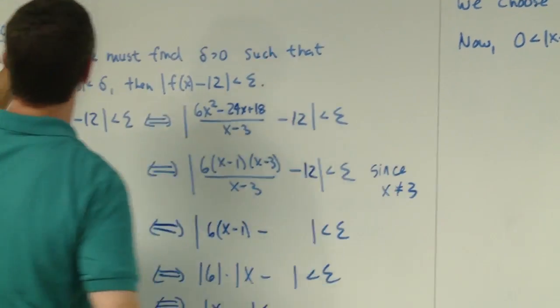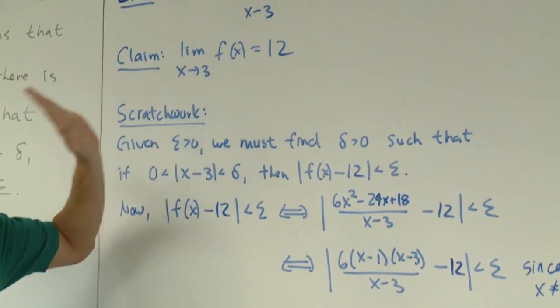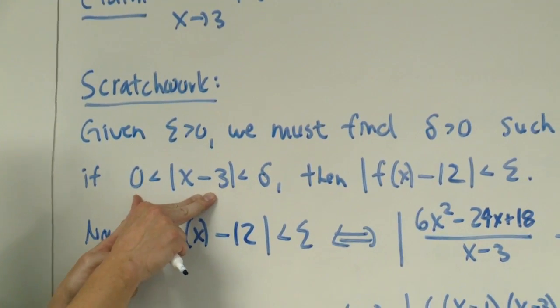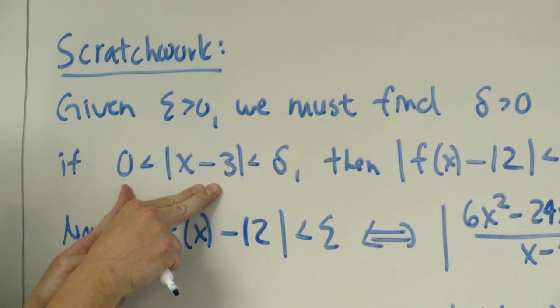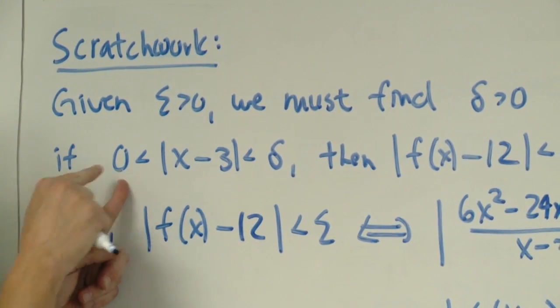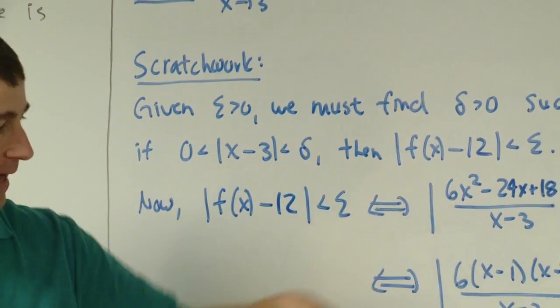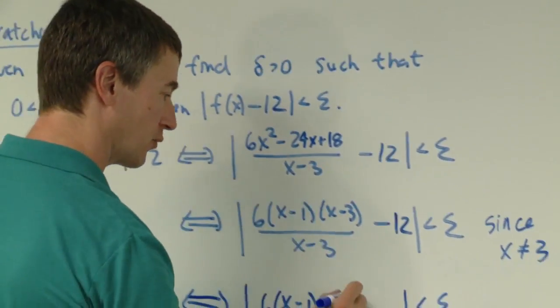Right, because we're taking the limit as x gets near 3, meaning we don't care what happens at 3, only near 3. And in the proof, we're going to start with this statement 0 less than absolute value of x minus 3. And the exact purpose of this 0 is to prevent x from being exactly 3. So that's why we're legally allowed to cancel those. So then the 12 is still there.